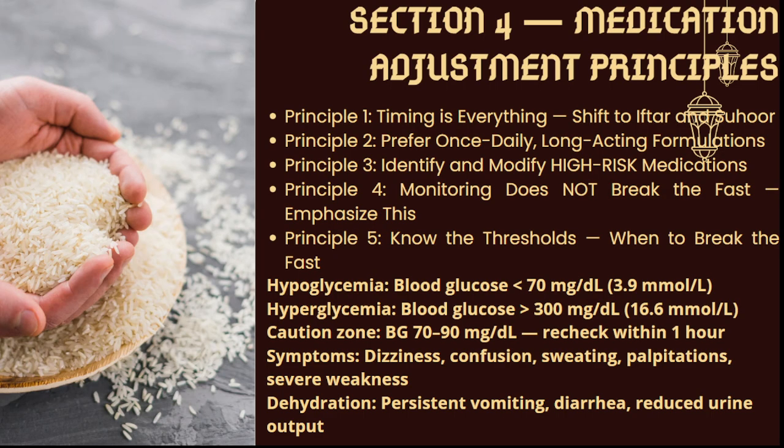If the blood glucose is less than 70 milligram per deciliter, which means 3.9 millimole per liter, or the serum glucose level is more than 300 milligram per deciliter, which means 16.6 millimole per liter, at this time the patient must stop fasting immediately. Why? Because in case of hypoglycemia, blood glucose less than 70, if he continues fasting, maybe this leads to coma and can cause cardiac arrest later on.